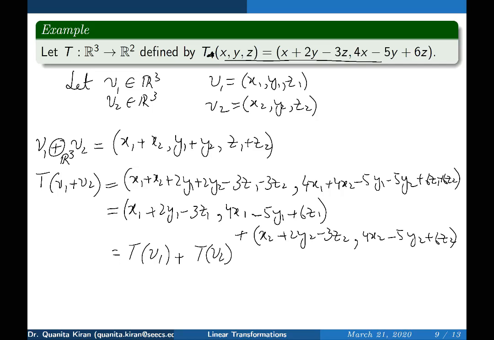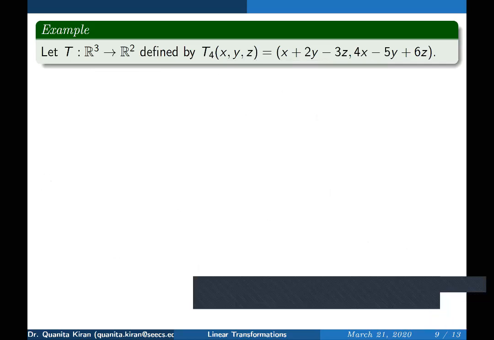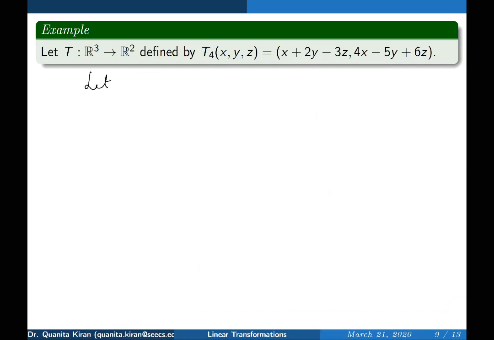Here you can see that since this is a two-dimensional vector, this sum is the sum in the space R2, and the sum is defined component wise, the standard vector addition defined in R2. So in this manner, I showed that the mapping T preserves vector addition. Similarly, we can do this for scalar multiplication. Let K be any scalar in R and V be the vector (X, Y, Z).